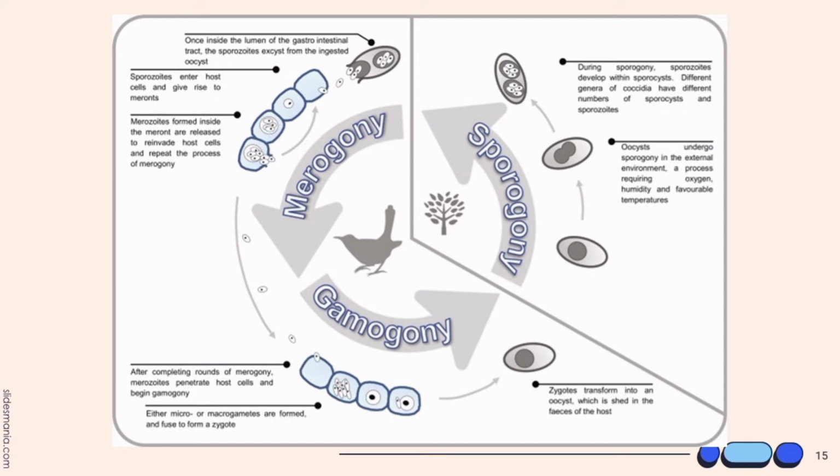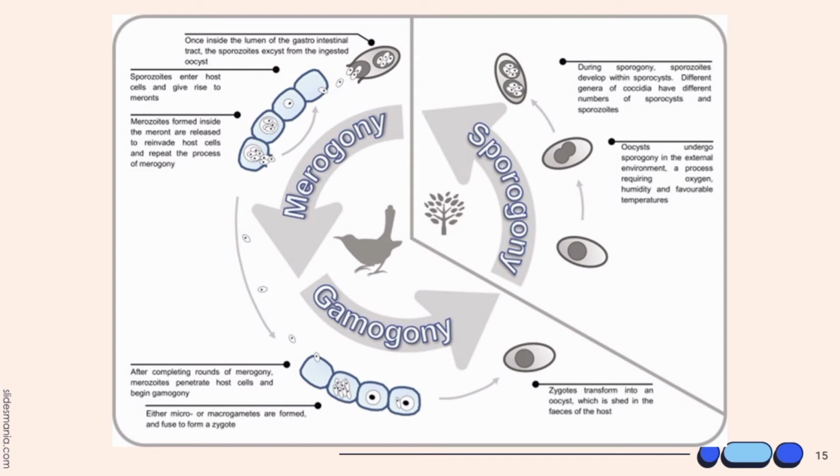And last, we have the sexual gamogony. After completing a series of merogony, merozoites penetrate the host cells and start the process of gamogony. Eventually, a zygote will be formed by the fusion of gametes, and zygotes transform into an oocyst, which is shed through the feces of the host. Then the cycle repeats.